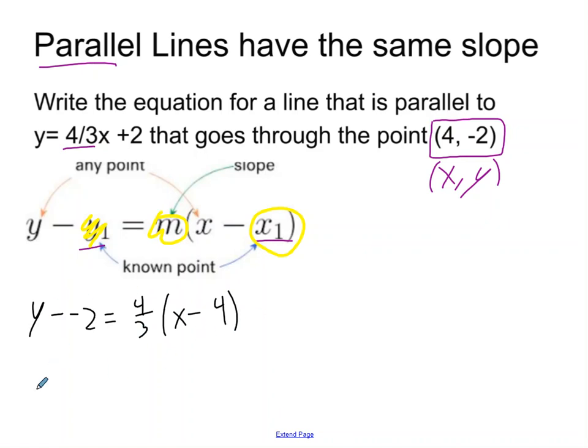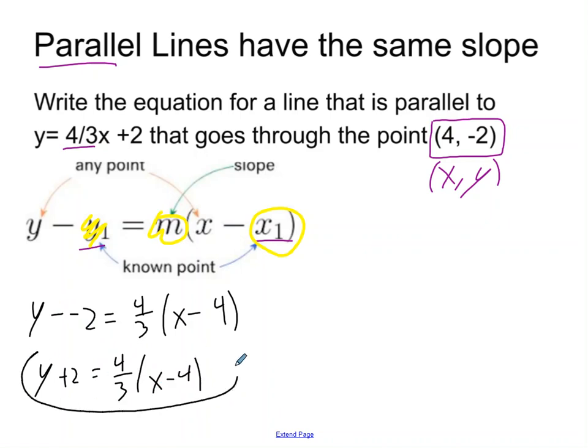And then I'm going to change this to y plus 2, because a minus and negative is a plus, equals 4 over 3 times x minus 4. And that is the answer. This line goes through the point 4, -2. I can know that because it has 4 in for the x1 and -2 in for the y1, and the slope is the same.